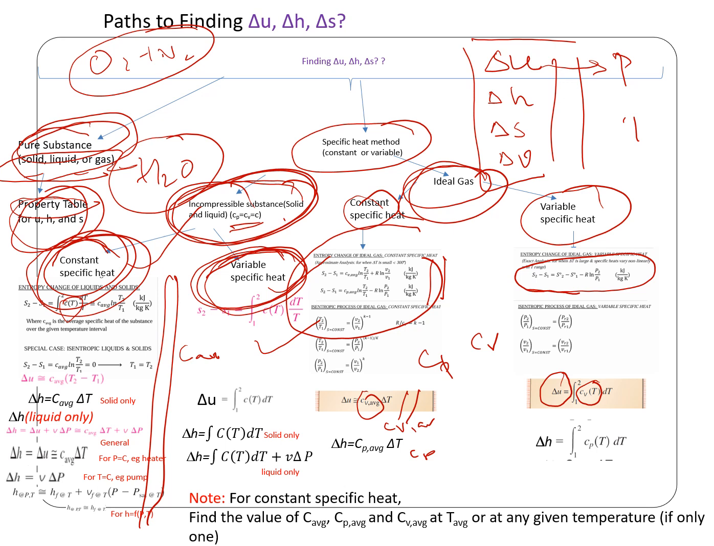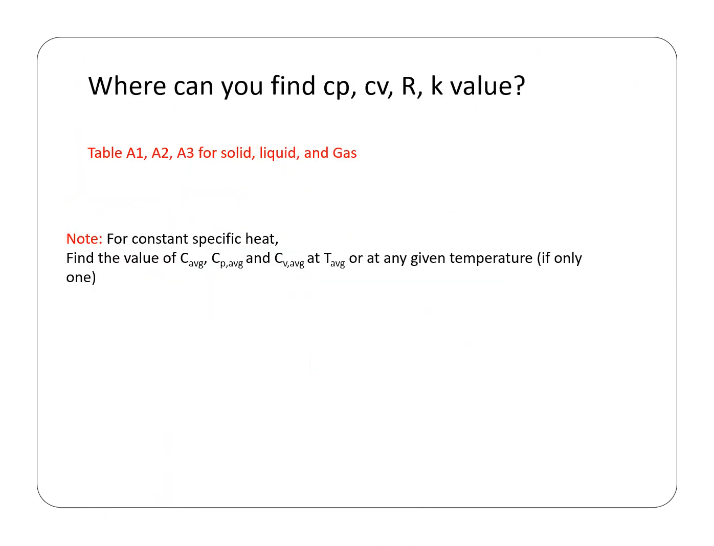Now, if you are using the specific heat method, you need to find the value of C average, Cp average, and Cv average. Those values can be obtained from the tables A1, A2, A3. If you want to know a property value, you should know where those properties are. The best way to know where the property values are is to do more practice. The more practice you do, the better you know in which appendix you have this property. In regard to Cp, Cv, k values, these are in A1, A2, A3, and even for A3, you have them for solid, liquid, and gas. So you should know how to calculate those values.